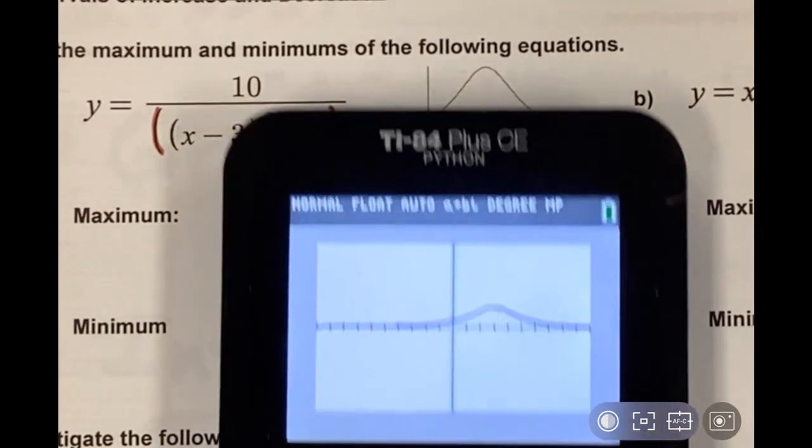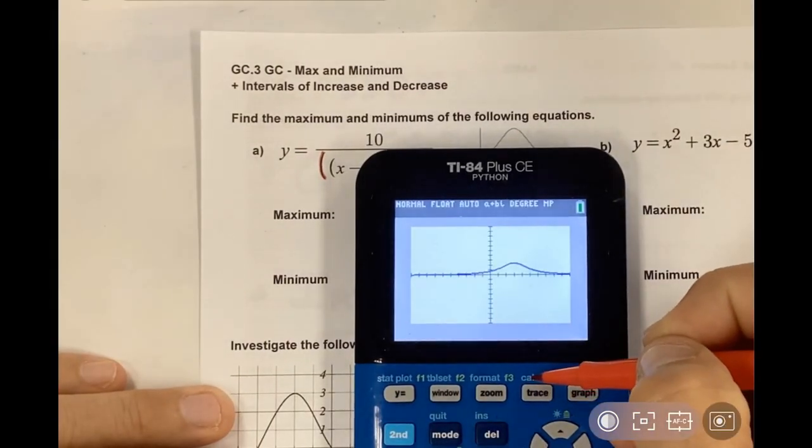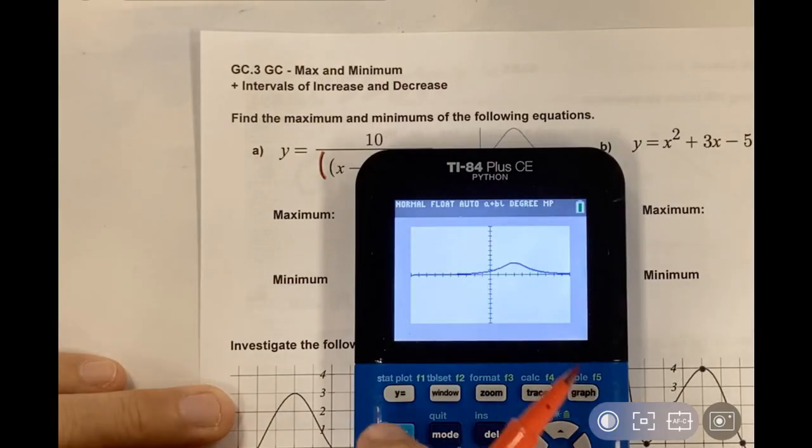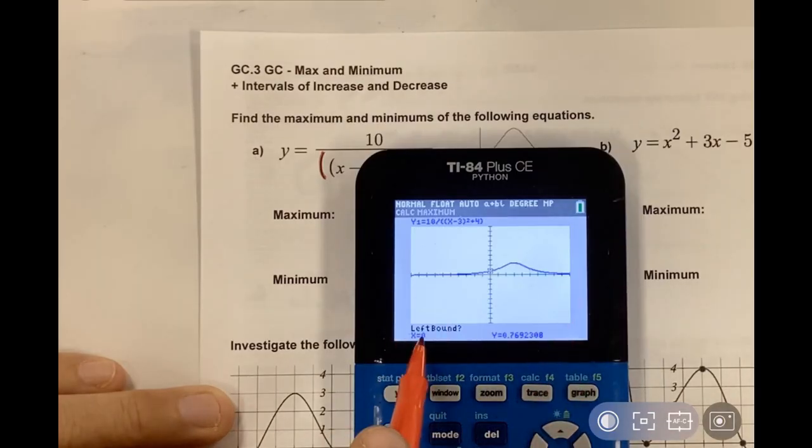The maximum is going to be found by you going to this option that says trace, but right above it, it says calculate. We're going to calculate the maximum. So press second, trace, and you'll notice it says maximum right here at number 4. Then when it says left bound in the lower left corner of your screen, make sure the cursor is to the left of that point. You're going to press enter.